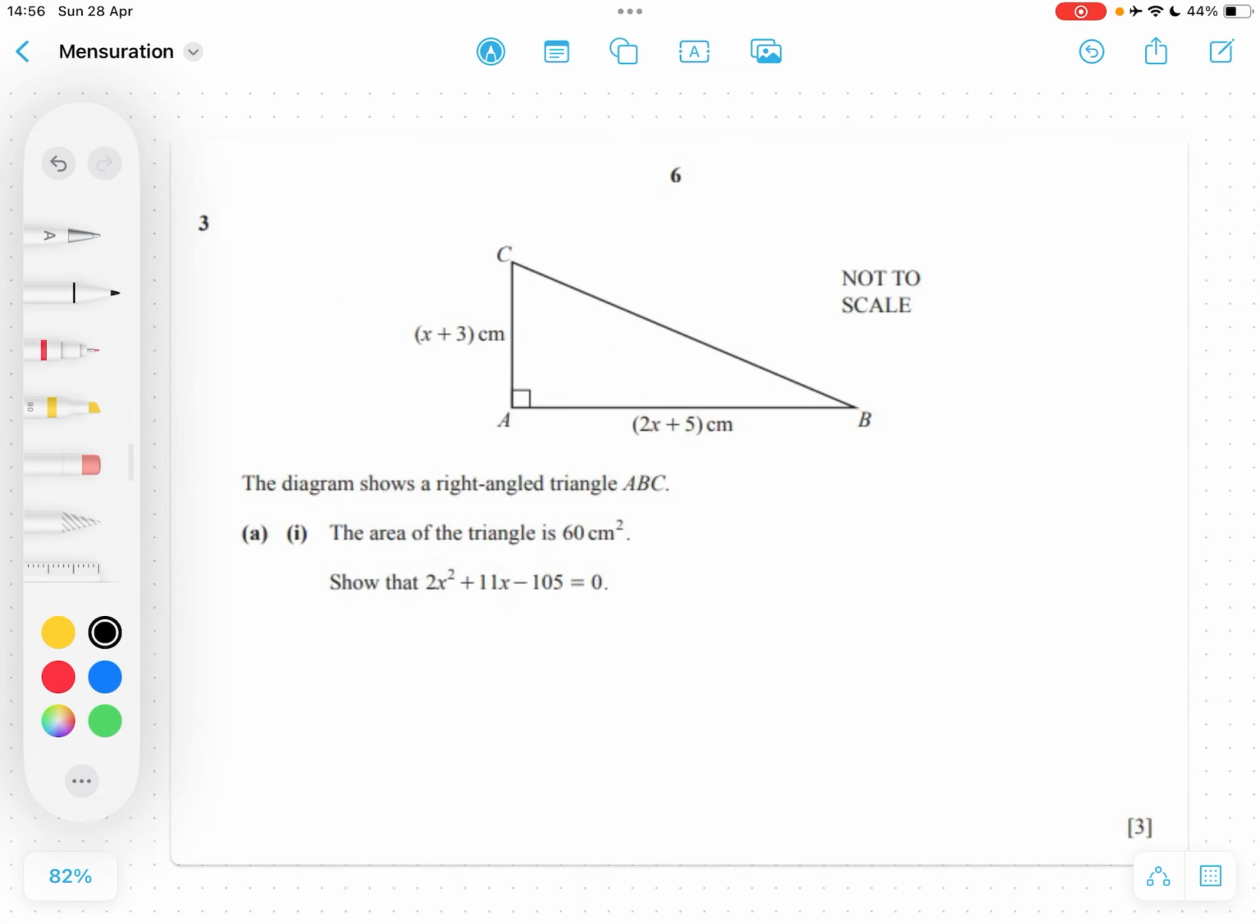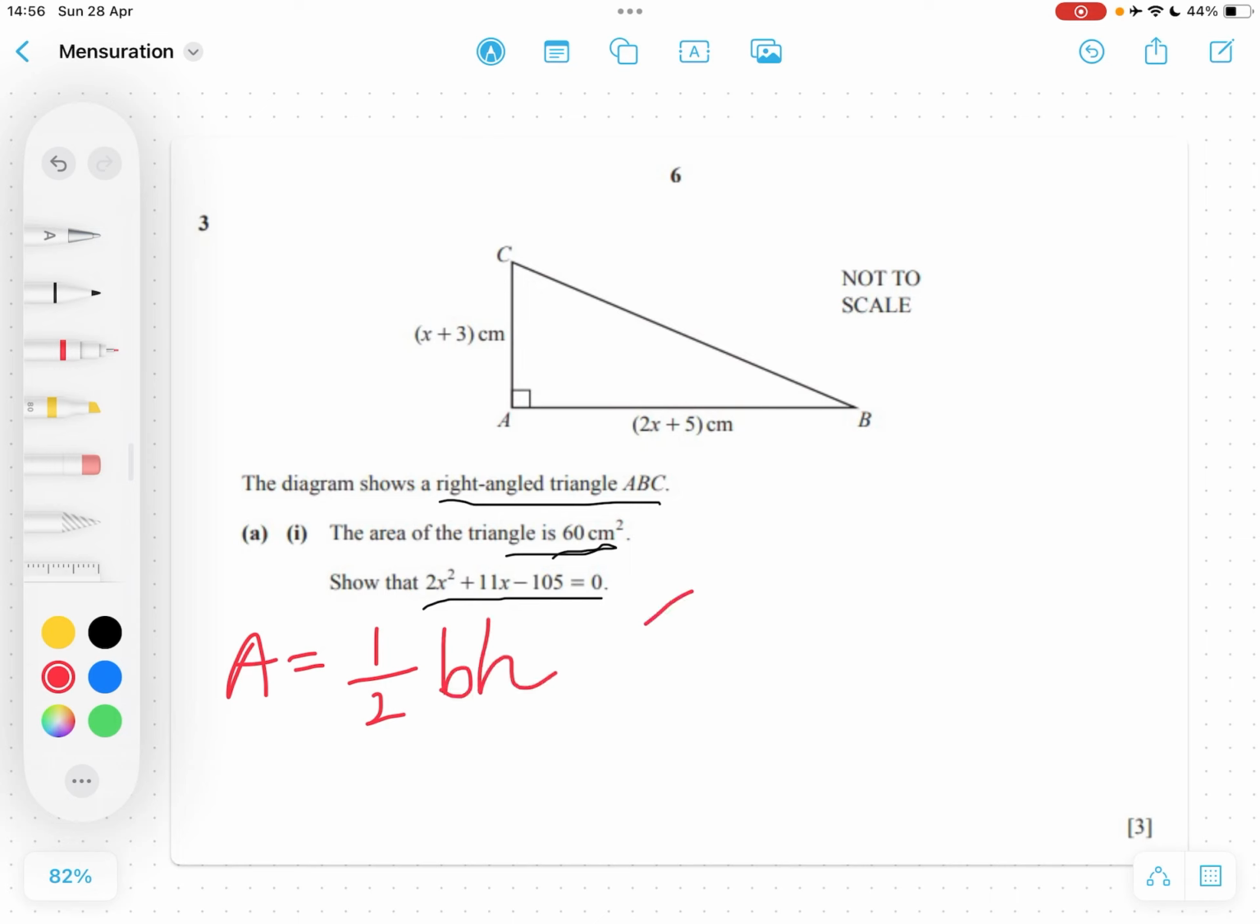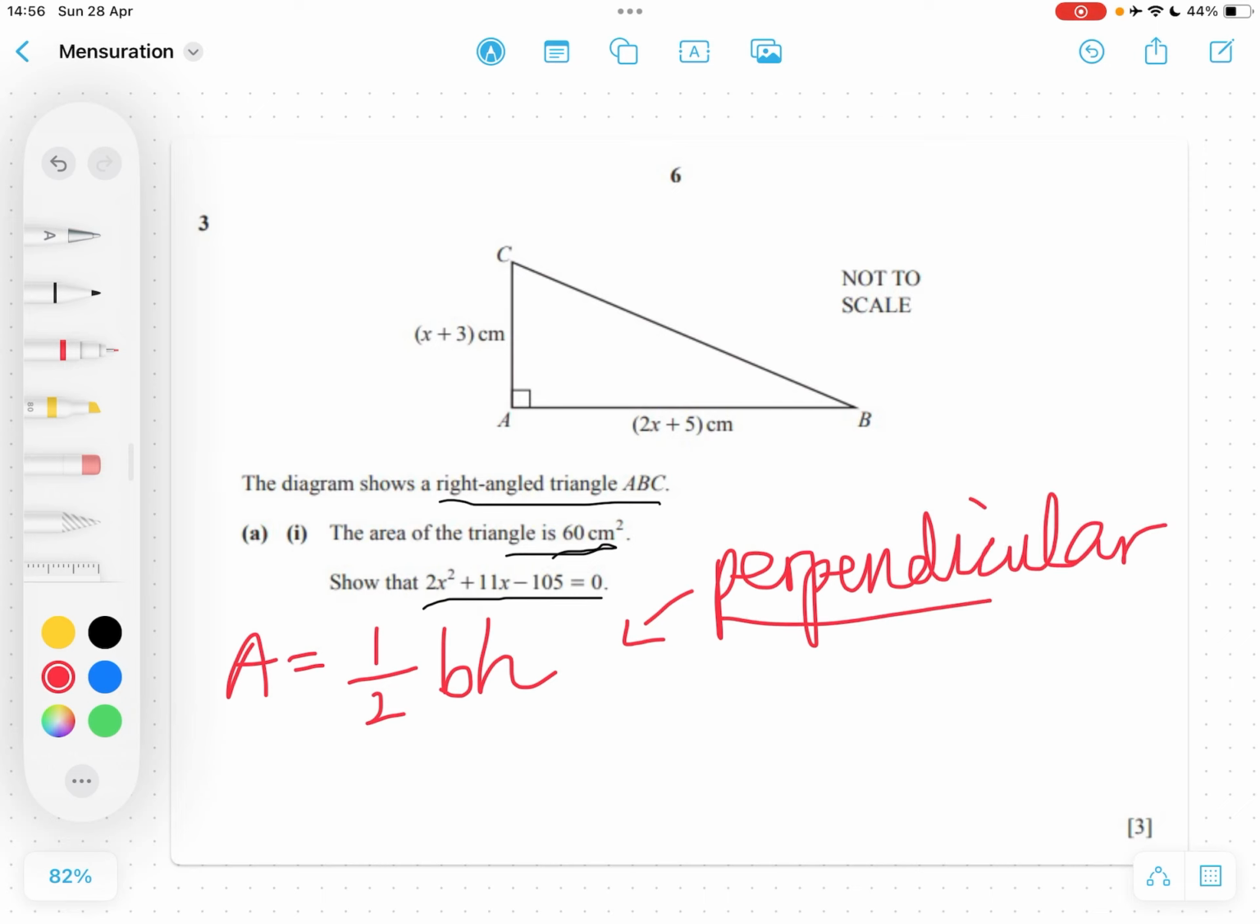So this is the second problem that we were working through. We're given a right angle triangle, and they've given us the area of 60 centimeters squared. And we're asked to prove that this quadratic equation holds. So firstly, it's asking us for the area, so we should write down the formula. The area of a triangle is 1/2 multiplied by its base times height, where the base and the height are perpendicular. That's important to note: for all triangles, the base and the height must be perpendicular so that you can use the formula.